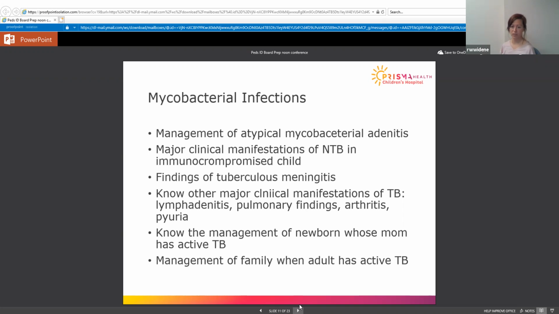Management of a newborn whose mom has active TB. Oh, I didn't go there. In a family, I did badly on teaching y'all infection control, but it's just minutiae in your Red Book that will be testable. So pay attention to these topics and look them up.